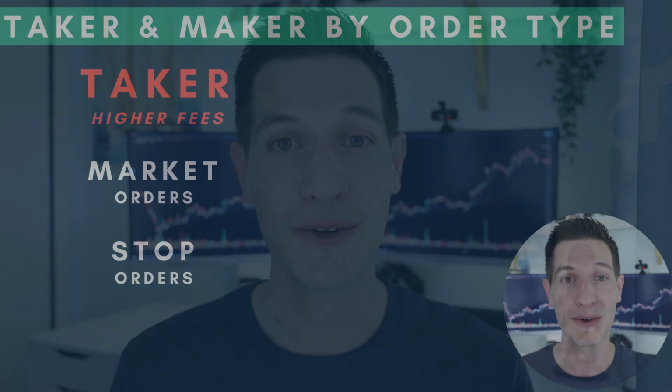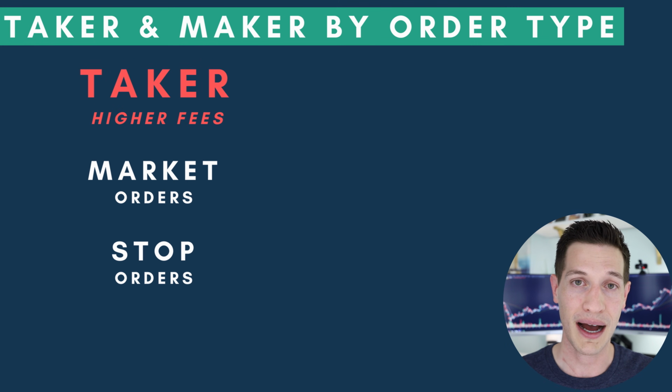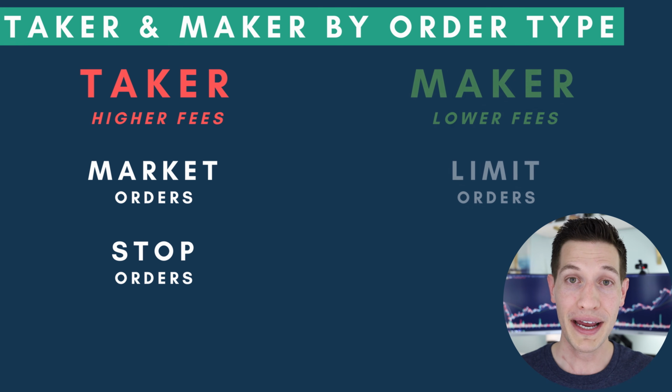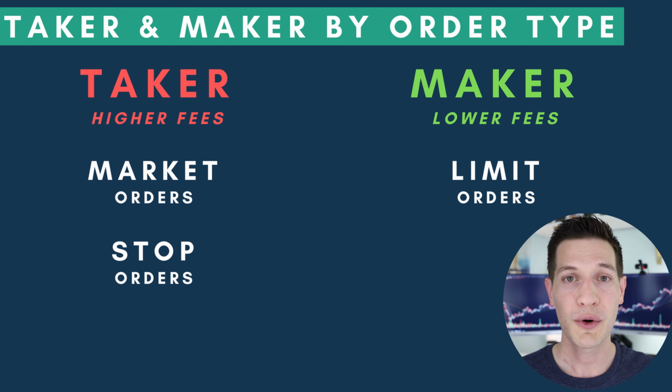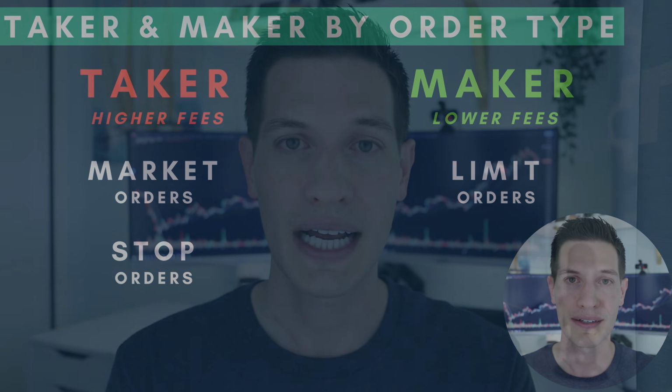You are a taker if you're using a market order or a stop order. These are both orders that are filled immediately, forcing the exchange to take an order out of the book to fill your order. You are taking liquidity. You're a maker if you use a limit order, which means you're putting an order on the book that's not looking to be filled immediately. Now that's the general rule. Market and stop orders, you're a taker. Limit order, you're a maker.